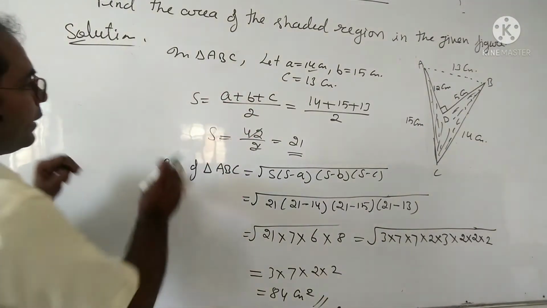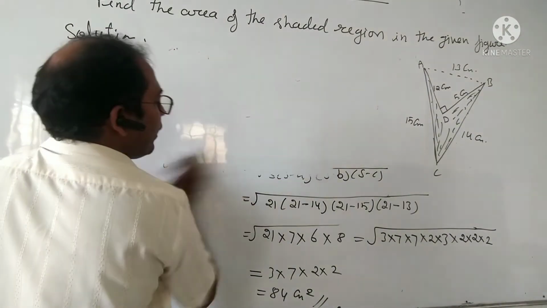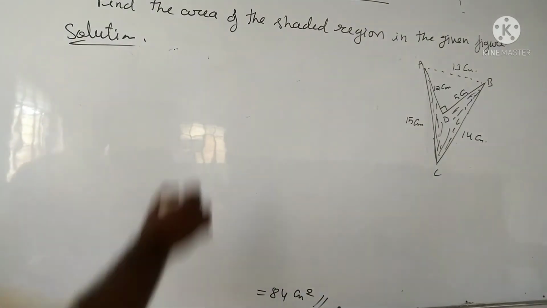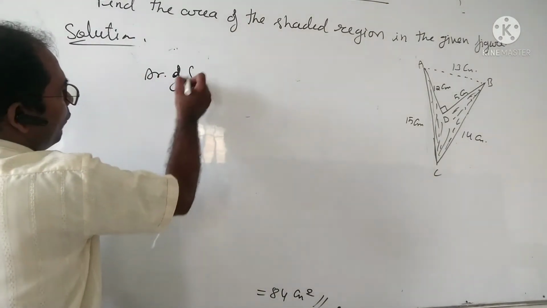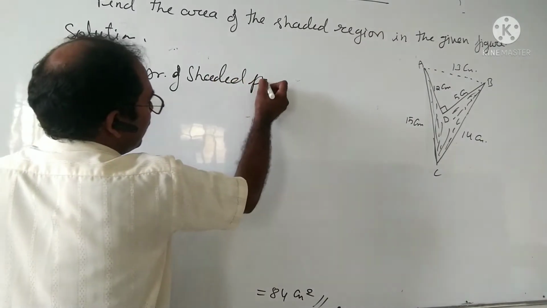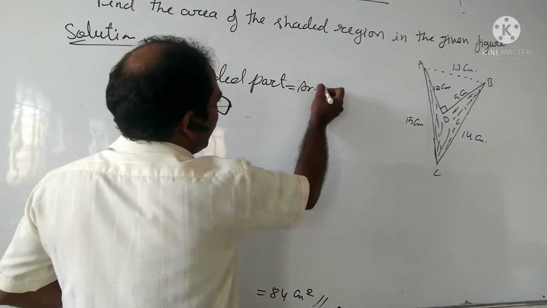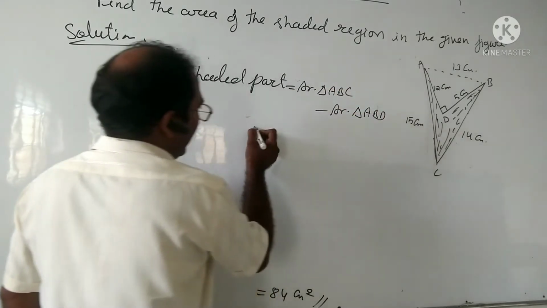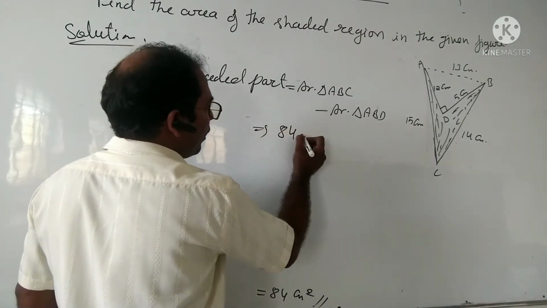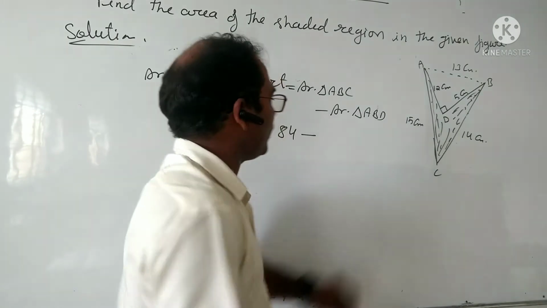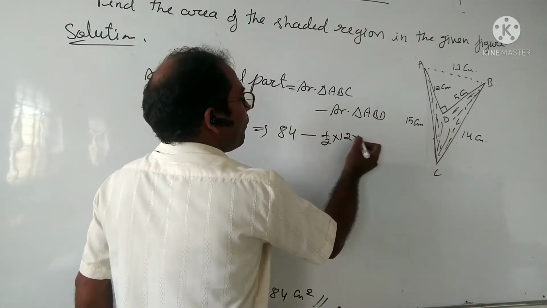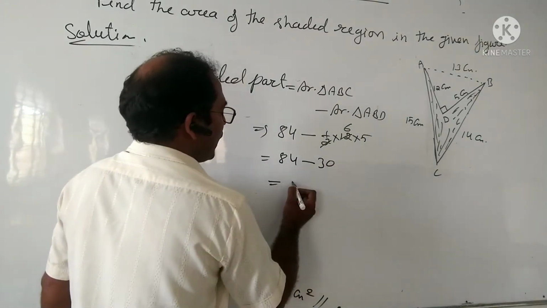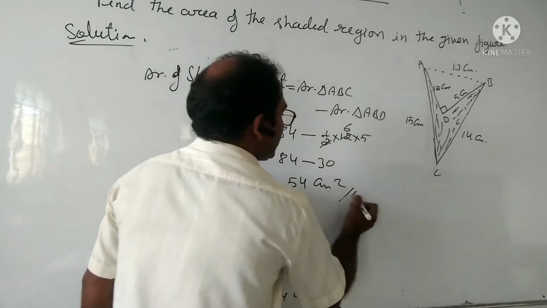Now we need to find the shaded part. Area of shaded part equals area of triangle ABC minus area of triangle ABD. Area of ABC we have is 84, minus area of ABD. How will we find it? 1 upon 2 base into height, that is 1 upon 2 into 12 into 5. 2 sixes are 12, 6 fives are 30. Now the answer is 54 centimeter square.